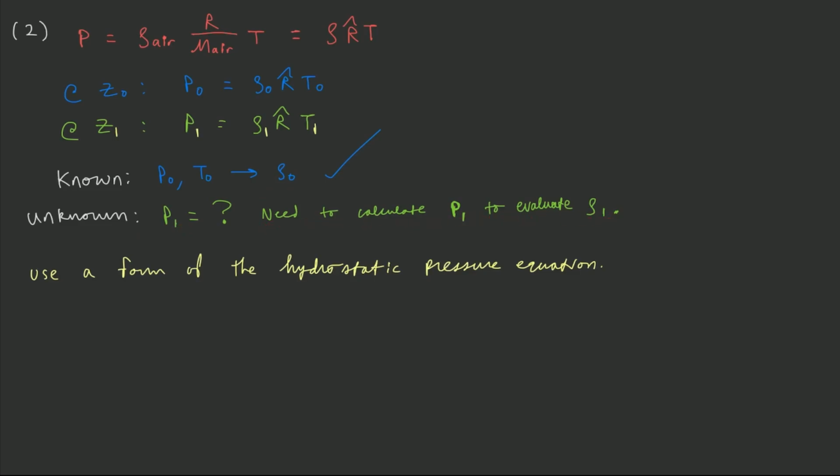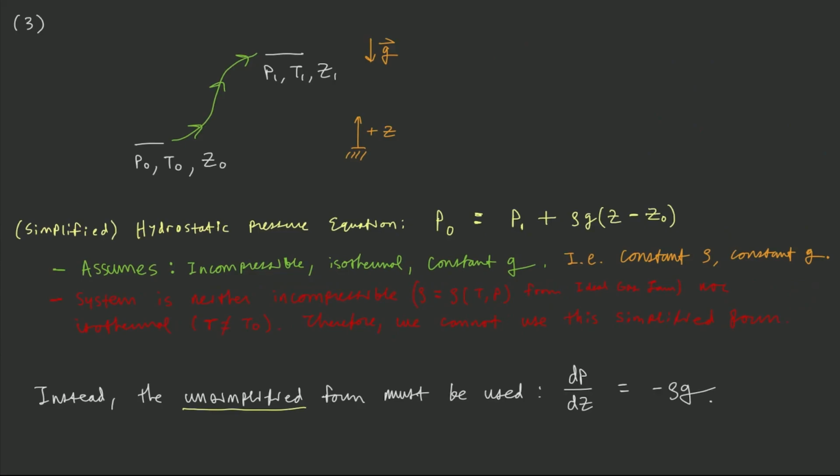So our initial instinct is, well, this is a static fluid, so we can use a form of the hydrostatic pressure equation. Moving on to the next slide, if we look at our diagram again, we're starting at P0, T0, Z0 and going to P1, T1, Z1, where Z is positive up and g is opposite but parallel. If we were to apply the standard simplified hydrostatic pressure equation to this setup, it would look something like P0 is equal to P1 plus rho g times the difference in Z's.